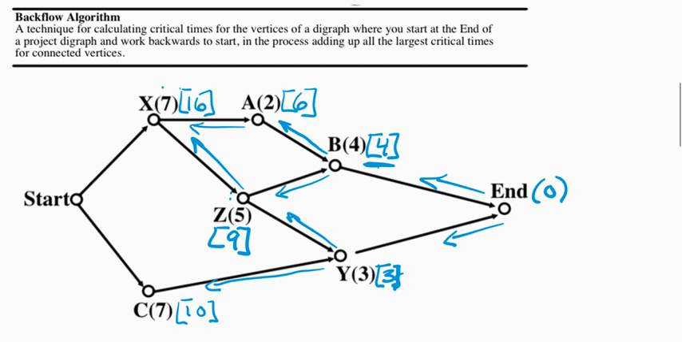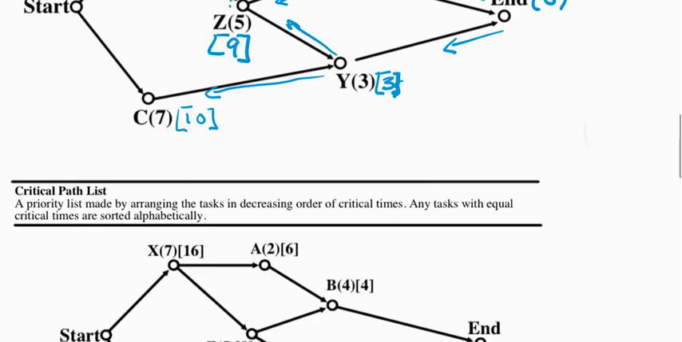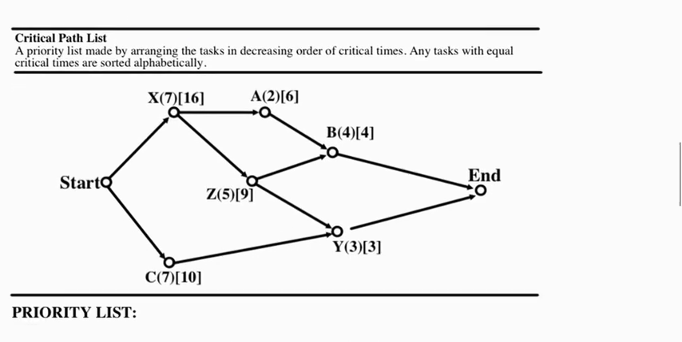This brings us to our next phrase, the critical path list. The critical path list is a priority list made by arranging the tasks in decreasing order of critical times. Any tasks with equal critical times are sorted alphabetically.